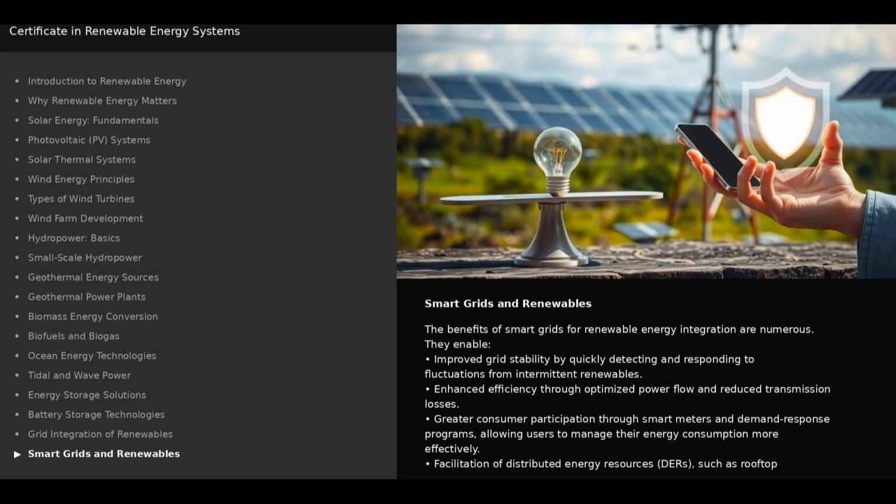By leveraging data analytics, artificial intelligence, and advanced control systems, smart grids transform the energy landscape, making it more flexible, responsive, and sustainable. They are an indispensable component of a future powered predominantly by renewable energy.